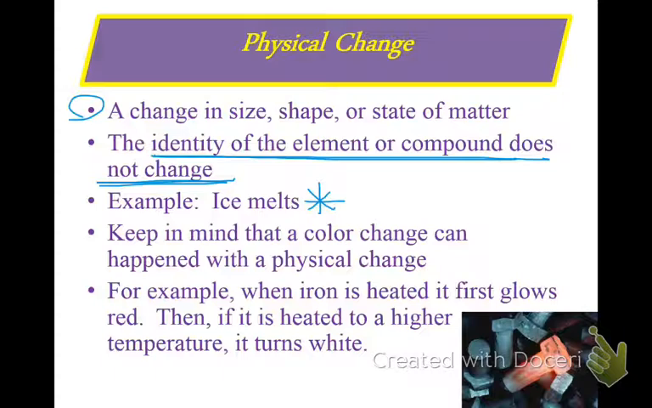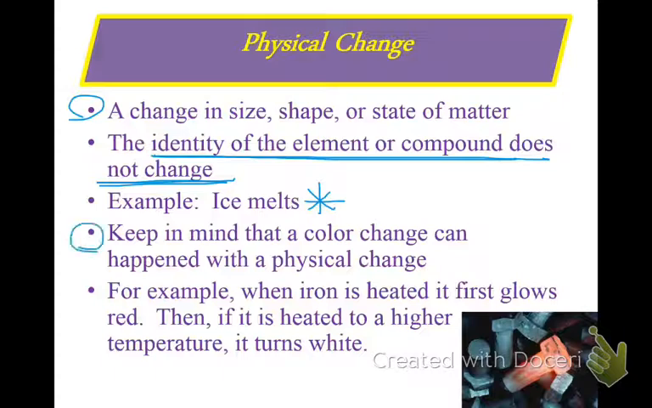Or even if I heat it up enough, it becomes gas. Is it still water? Yeah. So I haven't changed the true components of what makes that up. I've simply changed phases. So that's an example of a physical change.